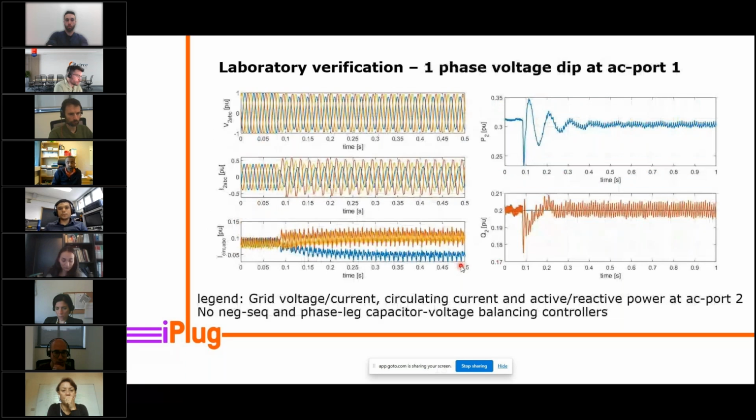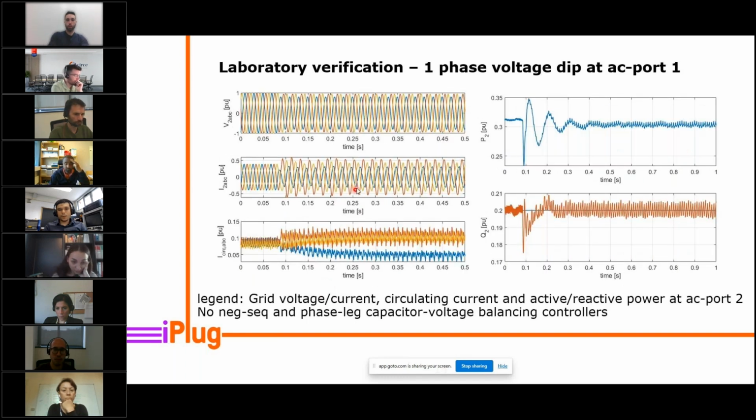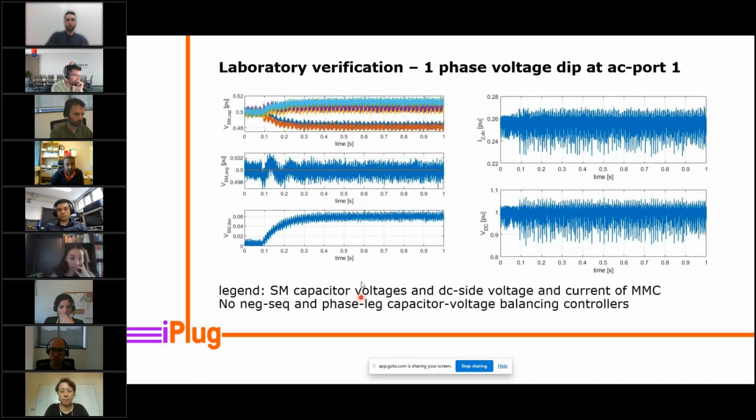And to create some abnormal conditions, we also apply an unbalanced grid using our grid emulator. So we could see that we inject unbalanced currents, which will also add a 100 Hz oscillation in the power outputs. And the circulating currents are different, which would mean that the capacitor voltages are unbalanced, and this would not be an operation we want. So what we need to do here is to provide a negative sequence controller, at least, to have a power exchange without the negative sequence, as well as a balancing scheme where the phase legs of the capacitor voltage should be controlled at a decent level.